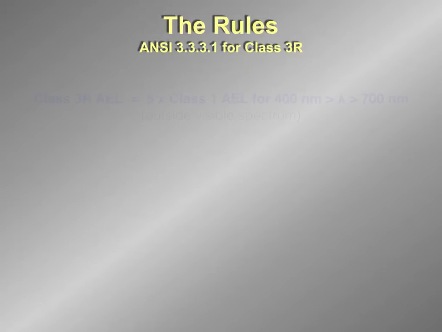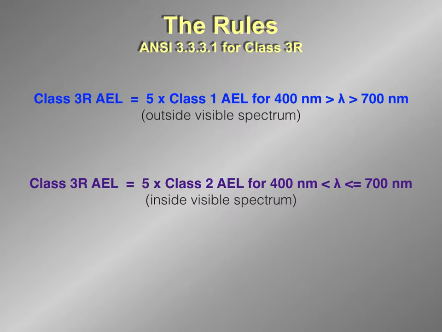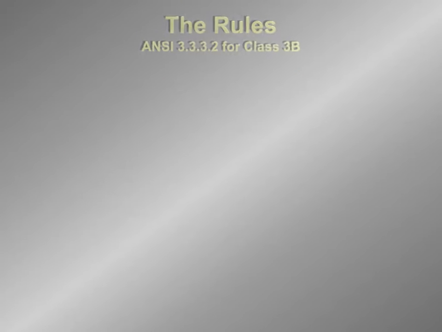Now, for 3R, if we are in a wavelength outside the visible spectrum, then the Class 3R AEL is 5 times the Class 1 AEL. If we are inside the visible spectrum, then the Class 3R AEL equals 5 times the Class 2 AEL. So that takes care of 3R. Now let's look at 3B.